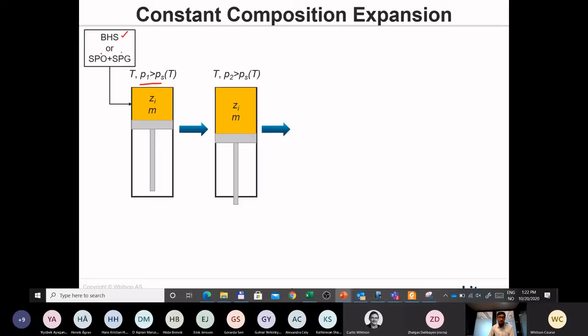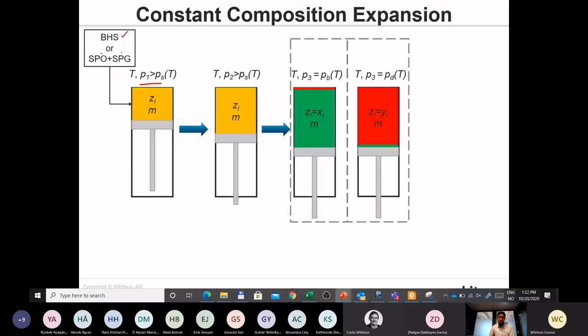And then we just start increasing the volume or decreasing the pressure. So P2 is lower than P1, but it's still higher than the saturation pressure, and the temperature is constant, and we are not removing anything. So it's just the expansion of the fluid that's in the PVT cell. And we reach the saturation pressure, which can be either a bubble point or a dew point. So if you have a bubble point, then you see this incipient phase, the equilibrium gas phase, coming out from the top because it's lighter.